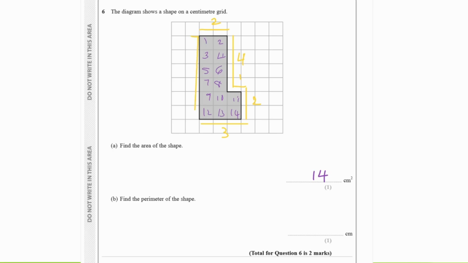And this longest length is 6. So if we add the 6 onto the 12, that gives us 18 centimeters. And each of these questions was worth 1 mark.